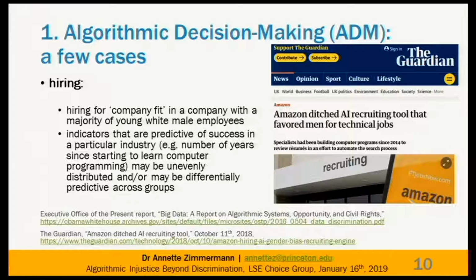So if you have this company full of cool, young white male employees, and you say we want more people like that, then you just end up with results that make it very hard for women, racial minorities, and people of specific age groups to actually get ranked highly. It's also really tricky to define some of these criteria, right?